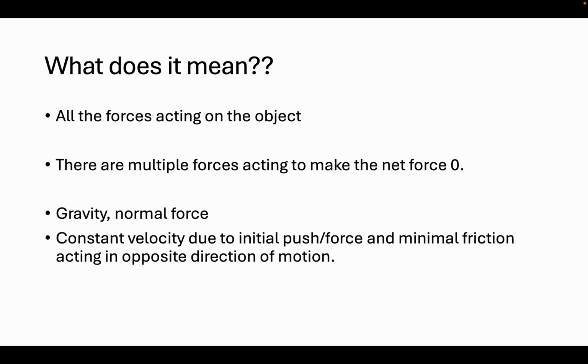Basically, all the forces acting on the object were canceling out to make the net force 0. Obviously, there's slight human error, but gravity and normal force will cancel each other out. There's no forces acting in the y direction, no acceleration in the y direction, and the constant velocity is due to the initial push and force in the x direction, which will create a constant velocity once the force has stopped and minimal friction acting in the opposite direction of motion.